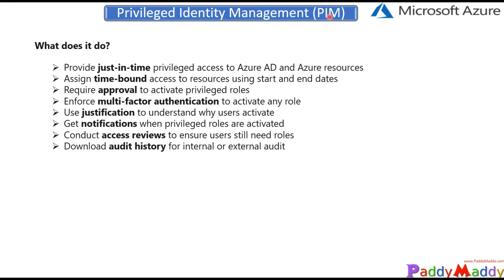Justification can be attached, like a ticket number or such information. Also you get notified along with other admins, and you can conduct access reviews, and you also get all the audit reports with the history. So you can configure all these with the help of Privileged Identity Management.